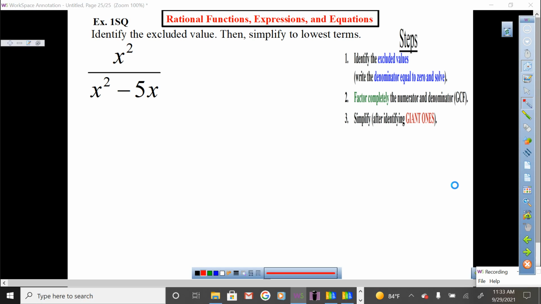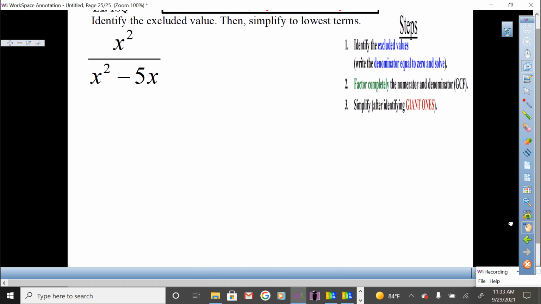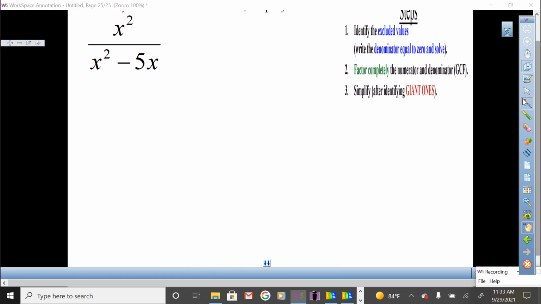All right, let's do this one together. Then I'll give you one just like it to do by yourself. Here we go. Excluded value. Excluded value, what do I write, Bree? x squared minus 5x equals 0. That is correct. Okay. So now, look at it.